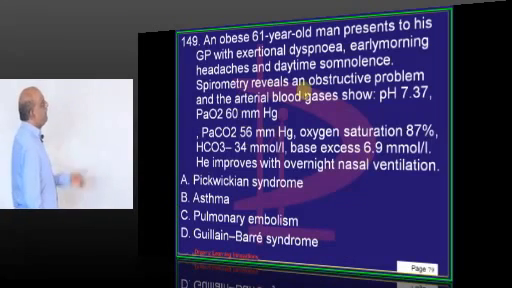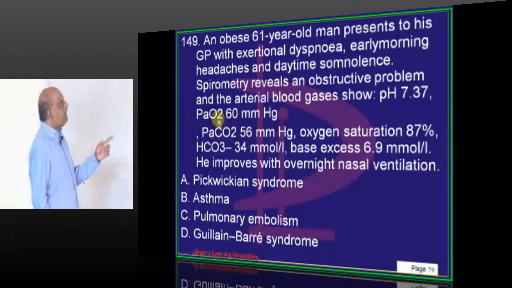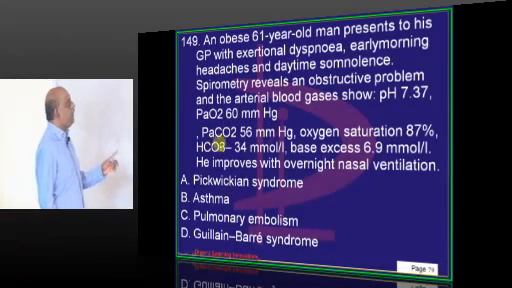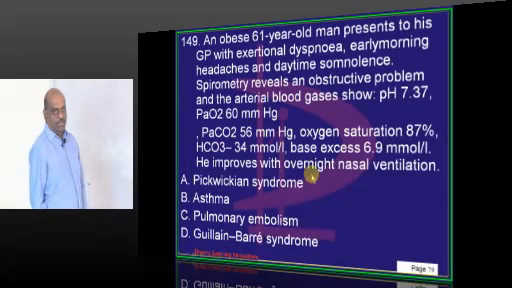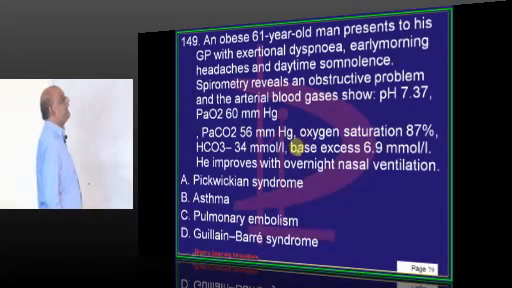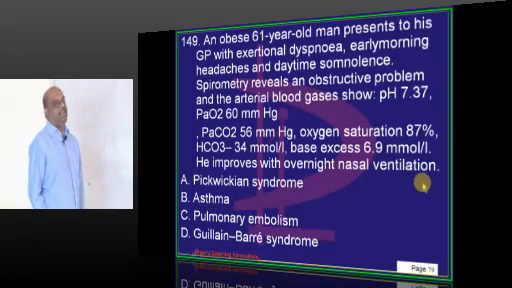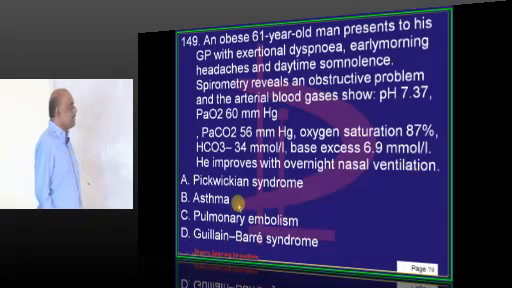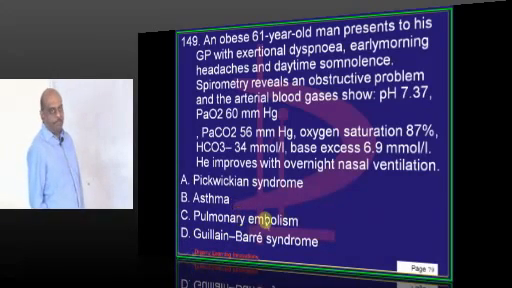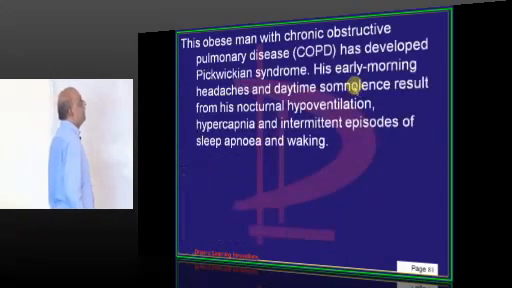An obese 61-year-old is having pH of 7.37 and a low PaO2 and a high PaCO2, which is a sign of respiratory failure. And he improves with nasal ventilation. So that clearly shows it is obstructive sleep apnea, Pickwickian syndrome.